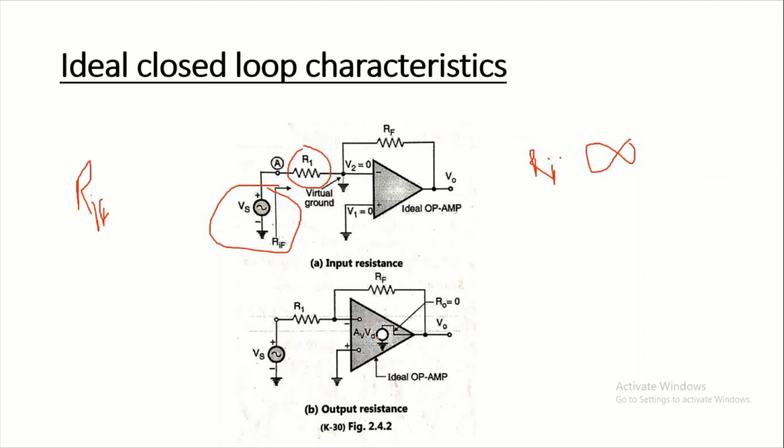Now the second figure shows the output resistance value. From the figure we can see that the output resistance RO is equal to 0, denoted as R suffix OF. This is because the output resistance of an ideal op-amp RO is 0. For an ideal op-amp, input resistance Ri is infinity and output resistance RO is 0. But for the closed loop characteristics, the input resistance RIF is R1, the resistance connected at the input side, and the output resistance ROF is 0.